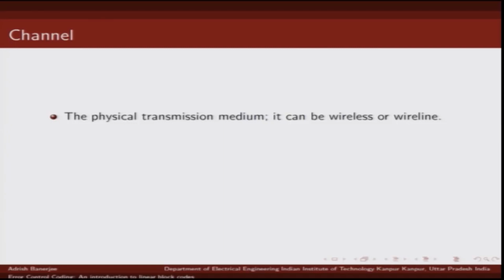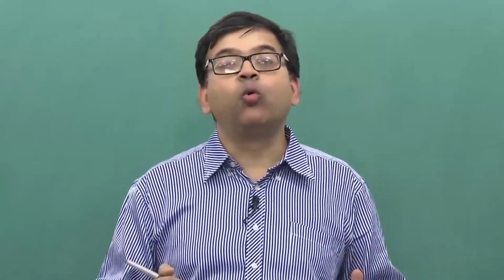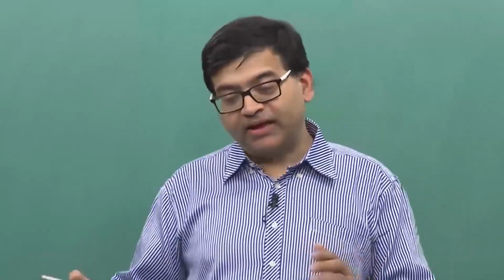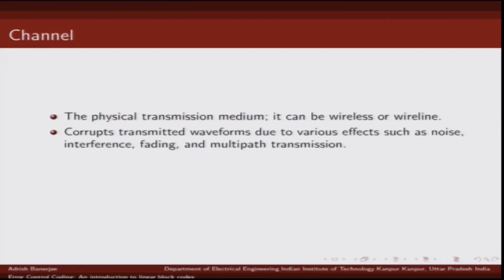The next block in our block diagram was the channel. So, what was the channel? The channel was essentially our transmission medium over which we were sending our coded bits. The physical transmission medium is known as the channel, and this could be a wired medium, for example our old fashioned phones, or it could be a wireless medium. Now, what effect does the channel have on the transmitted sequence?